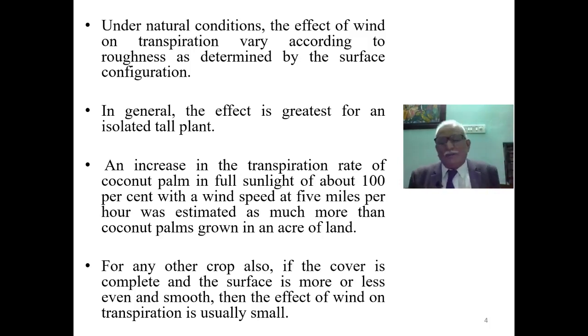This is the third point I would like to impress upon you. If a coconut plant is isolated, that plant goes for more transpiration as compared to a good number of coconut plants in 1 acre. Why? For any other crop also, if the cover is complete, this is the answer. If the cover is complete, that means you have got optimum plant population in the crop of soybean or jowar or maize, so what happens? The surface is more or less even and smooth.